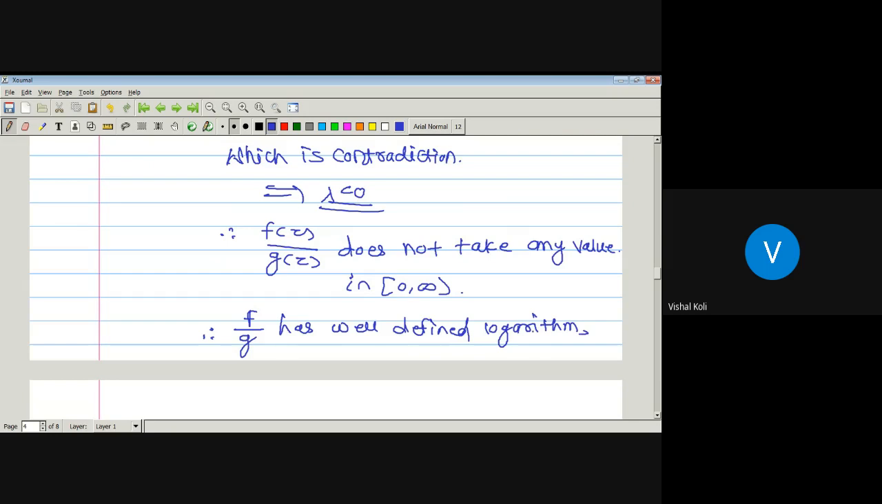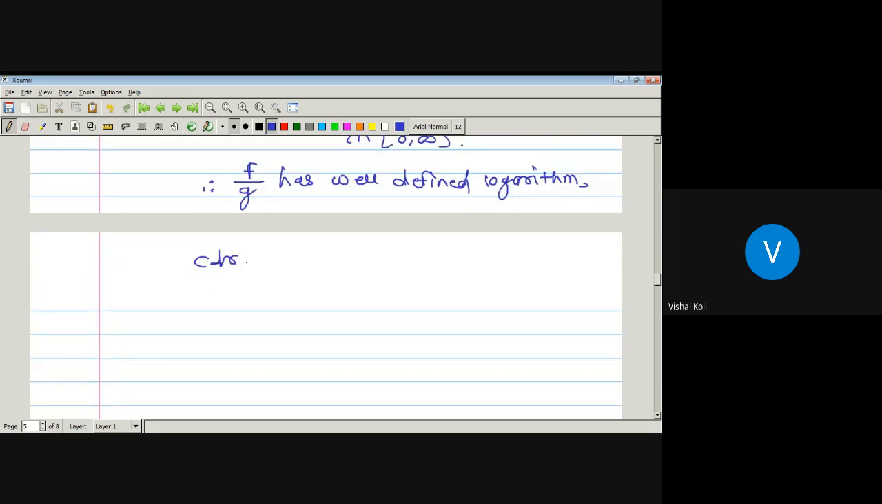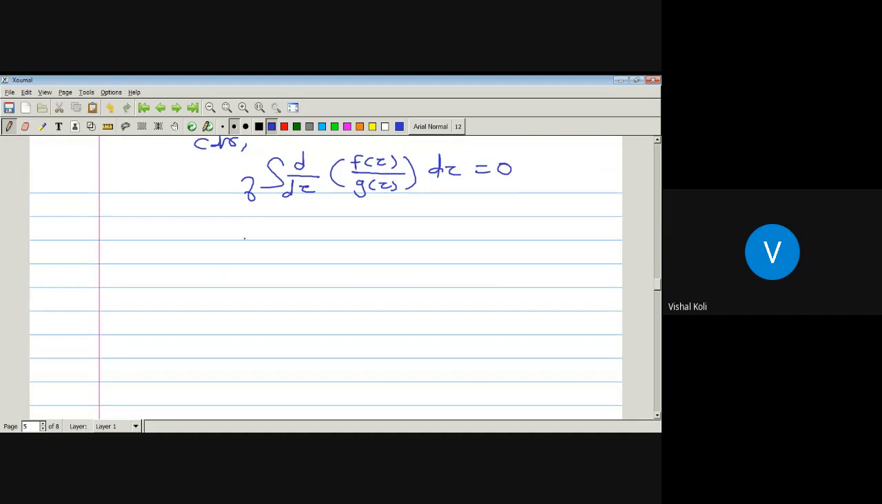Okay. Now, here we will consider one integral over the curve gamma of d by dz of the function f of z divided by g of z with respect to z, which is equal to 0. So now it becomes integration over the curve gamma, and we know how to find the derivative of such a function. It is nothing but the derivative of f upon g dz, which is equal to 0.